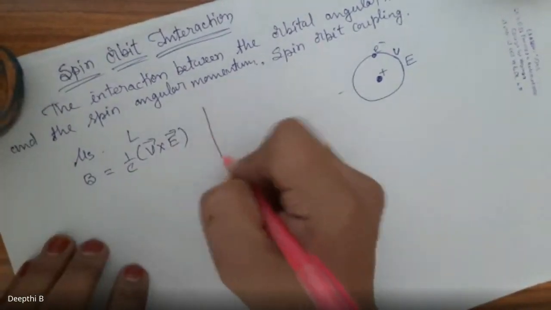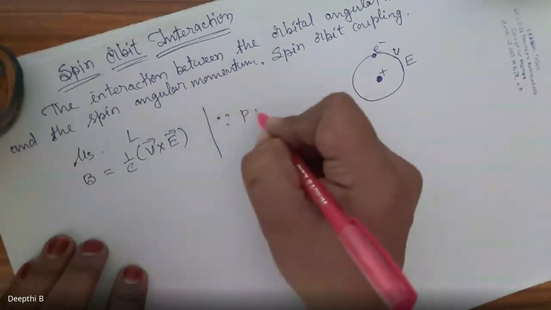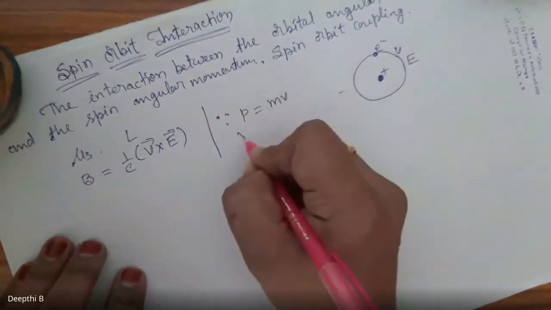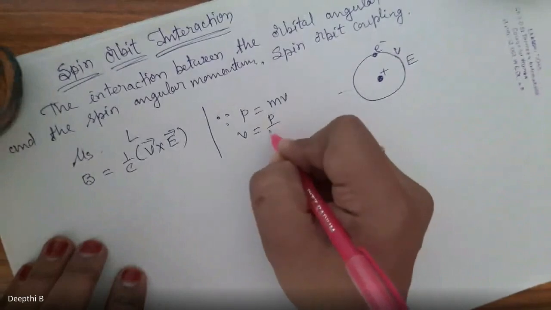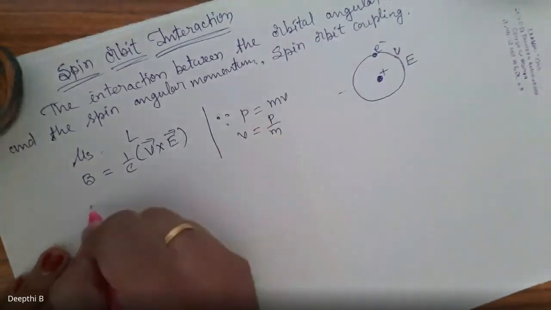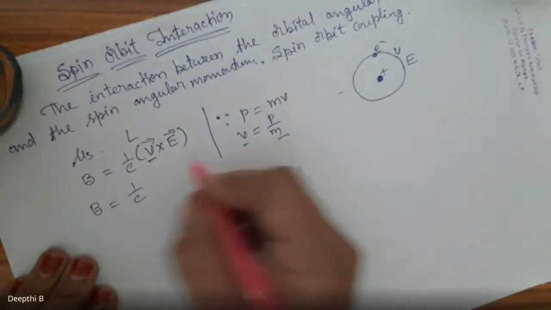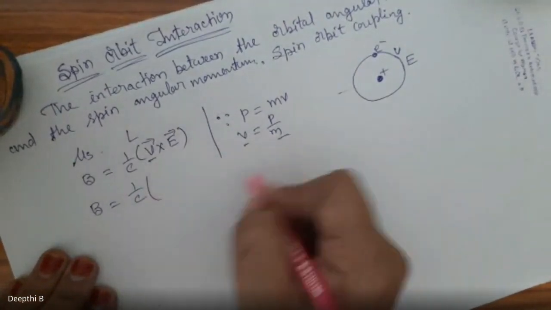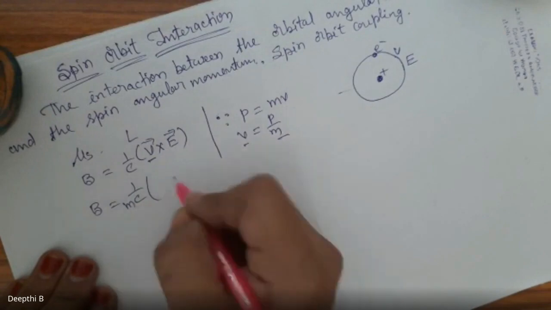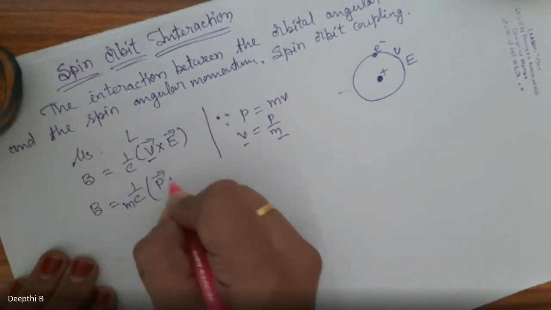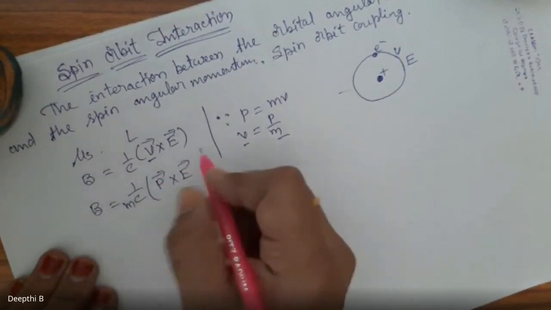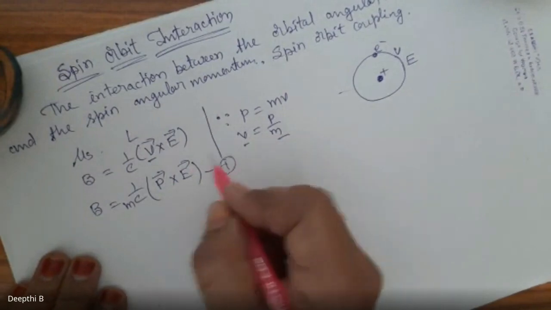Now we know that p is equal to mv. So v is equal to p by m. So B is equal to 1 by c, and in place of v we put p by m. Since m is constant, we take it outside. So B is equal to 1 by mc, p cross E, equation 1.